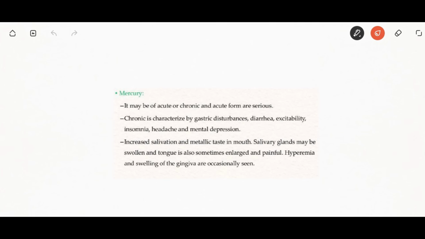Mercury poisoning. It can be either acute or chronic. Chronic mercurialism is characterized by GIT disturbances, diarrhea, excitability, insomnia, headache, mental depression. There is increase in flow of saliva, metallic taste in the mouth due to the excretion of mercury in the saliva. The salivary glands will be swollen, and the tongue is sometimes enlarged and painful. Ulceration on the gingiva, palate and tongue are most common.